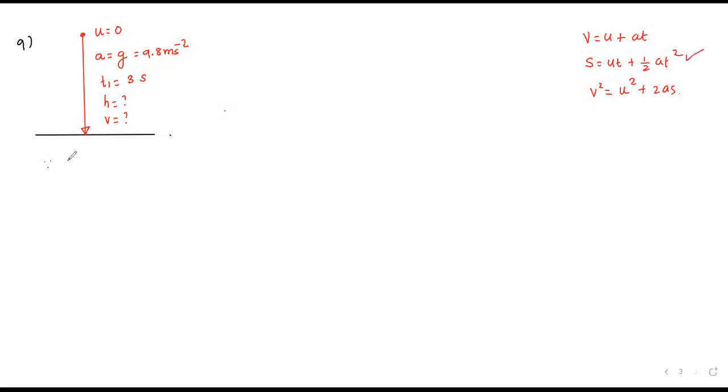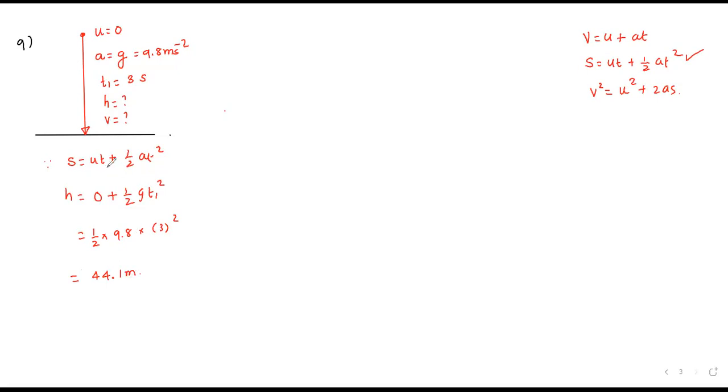To write here, S is equal to UT plus half AT square. This S is nothing but H, equal to 0 plus half into G into T1 square. It is half. G value is what? 9.8. T1 means 3, the whole square. We get something meter. It is 44.1 meter. It is the height.